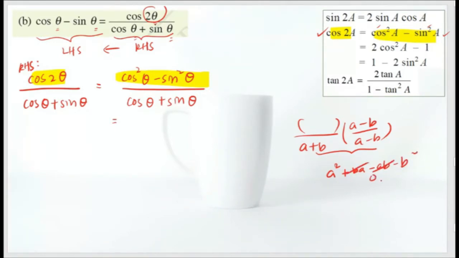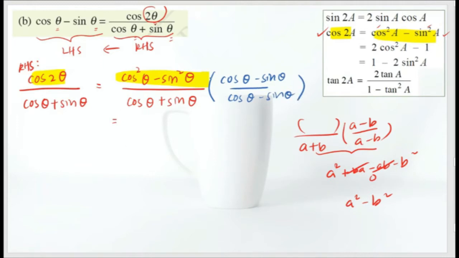Then this one will become 0. So your answer will be a squared minus b squared normally. So you see this. Why do we want to do this? Because we want this form. So we have to do cos theta minus sine theta, same as the concept for the sum form.